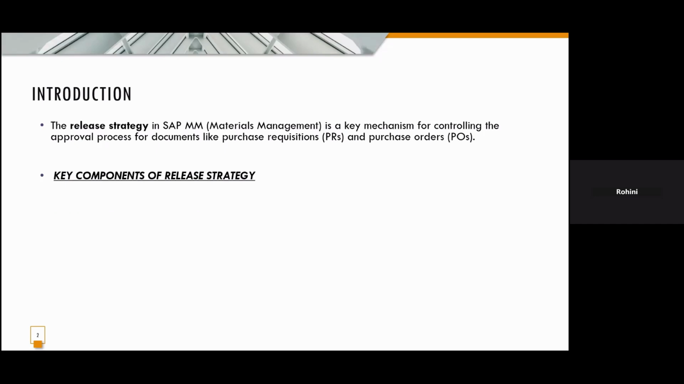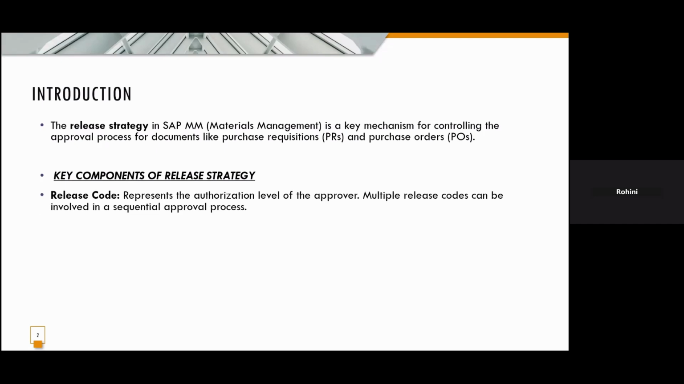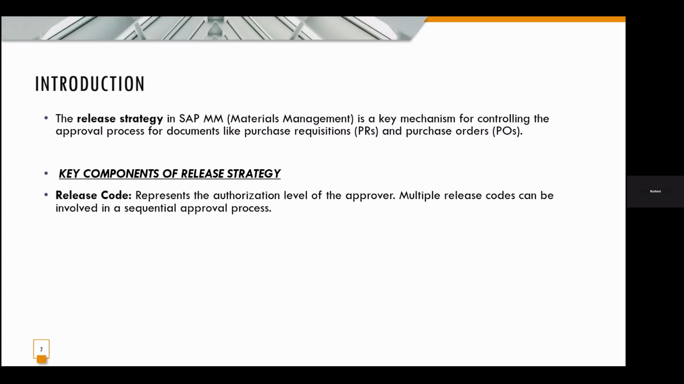The key components of the release strategy are, first, the release code. It represents the authorization level of approval. Multiple release codes can be involved in the sequential approval process. It represents the individual person or role responsible for approving the document at a certain level, and each approver in the release process is assigned a unique release code. For example, it may be a buyer or an end user.